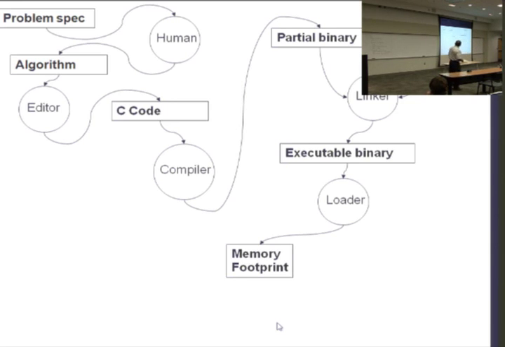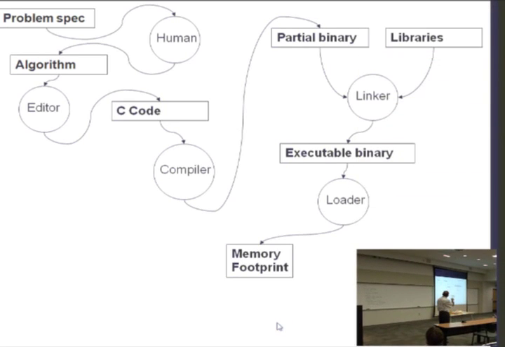Anyhow, the point is that you start with a problem spec, and from the problem spec you, as a human, right at the top, which you cannot see, write the algorithm. And once you write the algorithm, you convert that algorithm into code, okay? And then you can compile it. And once you've compiled it, at that point, do you have an executable?